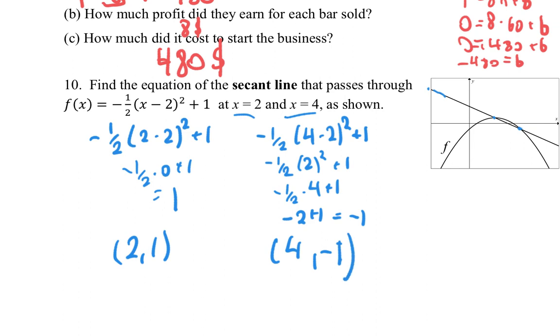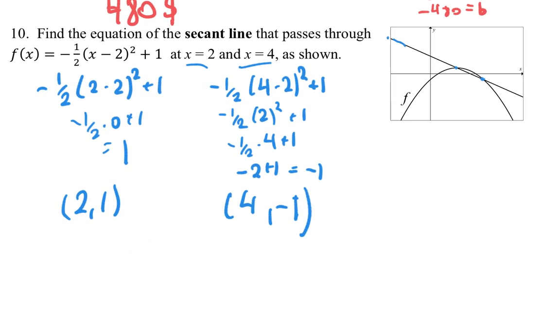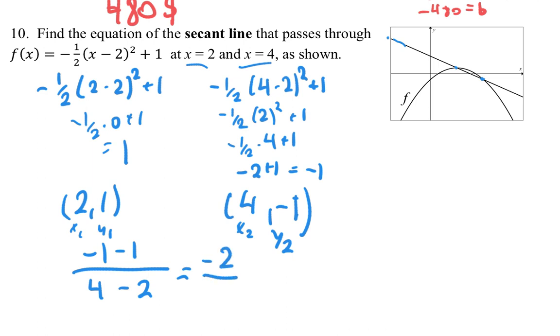So to find the equation of the line that passes through each of these points, we need to find our slope. So our slope is going to be y2 minus y1. I'm calling this one y2 and x2, and this is x1, y1, over x2 minus x1. So -1 minus 1 is going to be -2. 4 minus 2 is going to be 2. -2 over 2 is going to be -1. So that is our slope.